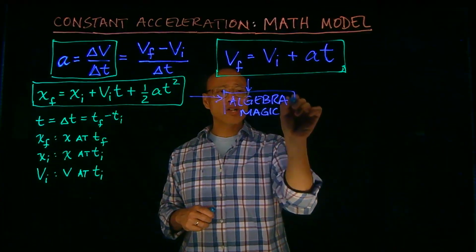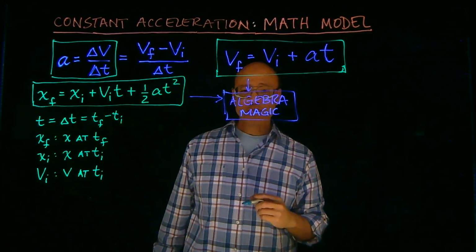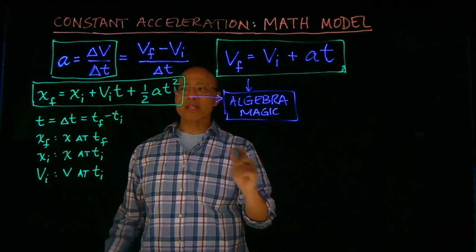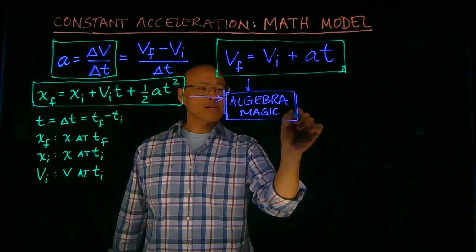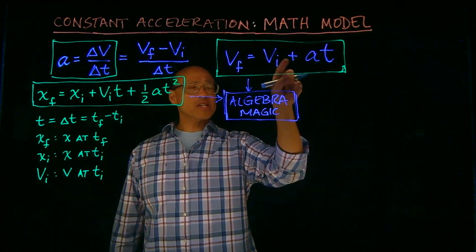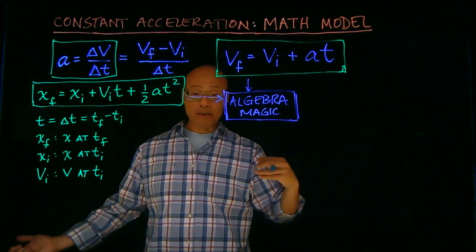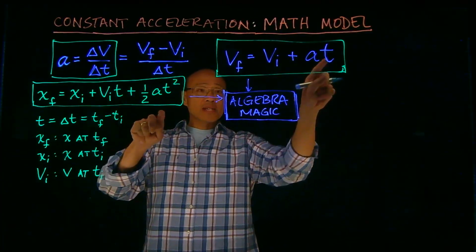All right, we throw in an algebra blender maybe. And what we do is we take these two equations and we notice they both have t. We basically try to get rid of t. I have two equations, they both have t in it.